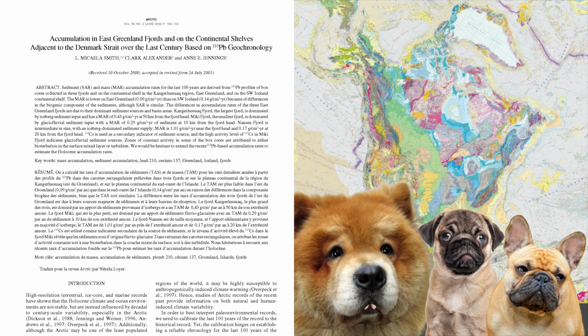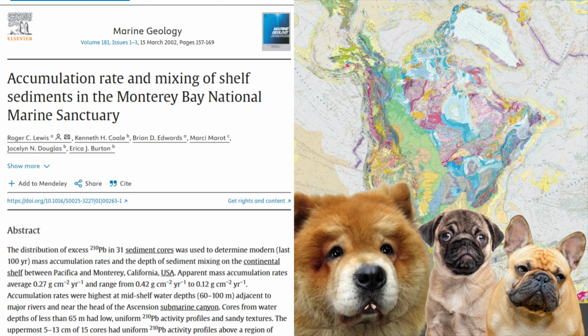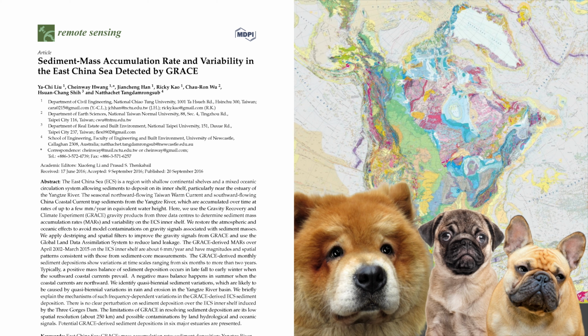We have two measurements to learn about today: sediment accumulation rate and mass accumulation rate. Sediment accumulation rate, which we can acronymize to SAR, is the sediment thickness that accumulates each year. That will be in millimeters or centimeters per year.